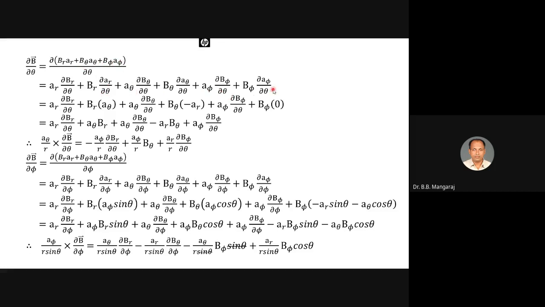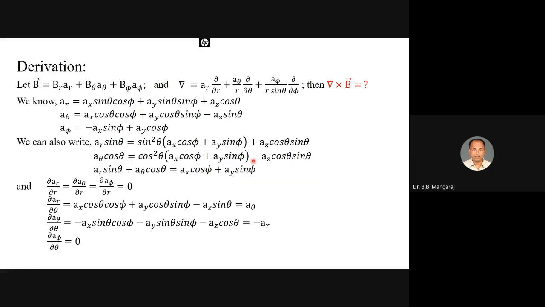So total 6. Del ar by del theta is a theta. Del a theta by del theta is minus ar, and del a phi by del theta is 0. That we have already seen here. So that we can put it here so that we get 5 terms because this is 0. There are 5 factors here.